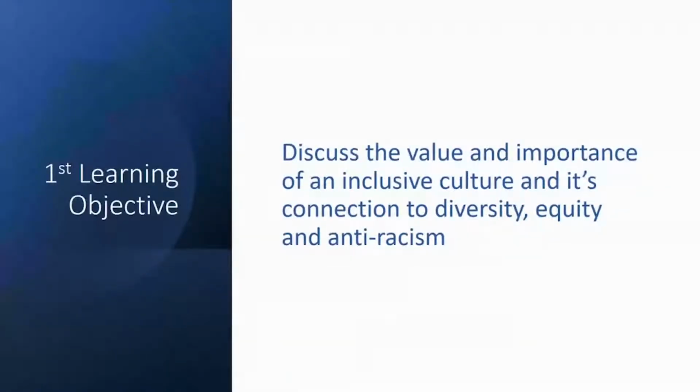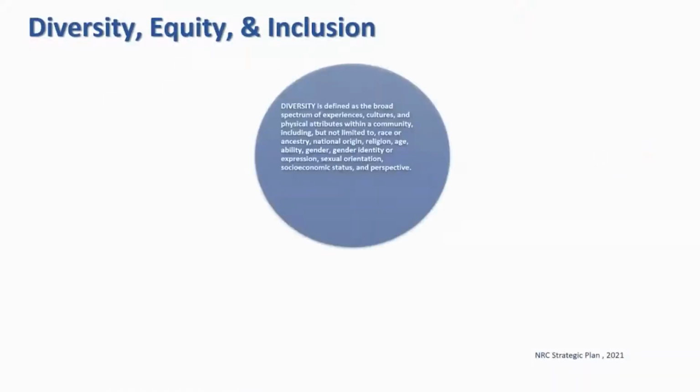So our first learning objective is to discuss the value and importance of an inclusive culture and its connection to diversity, equity, and anti-racism. So let me share some key definitions first and talk about how they're connected to get us started here. What I'm sharing here is from the NRC, which is part of the National Academies of Sciences, Engineering, and Medicine, and this is our strategic plan from 2021. And so this is our definition for diversity, which is pretty standard, right?